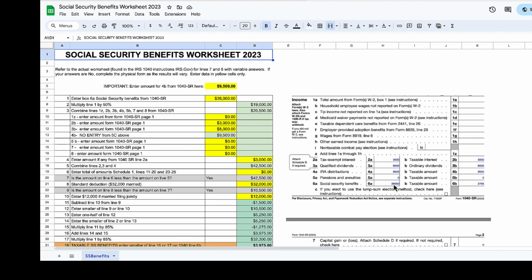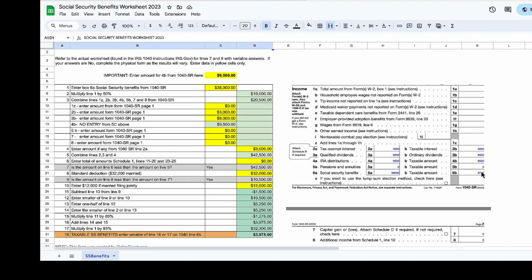Now, Social Security benefits will continue to go up with inflation over time, but we started with 38,000. You might have 40,000, 45,000, 50,000 in here. So this isn't something that you can flex either. And the number that we put into the IRA distributions here, that's your decision alone to take out every year. And it will have an impact on this number in 6B right here, and we're going to talk about that.